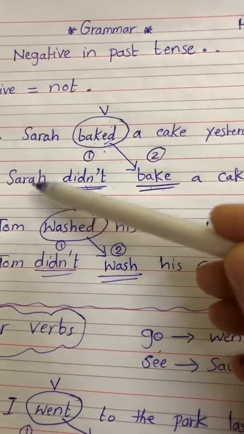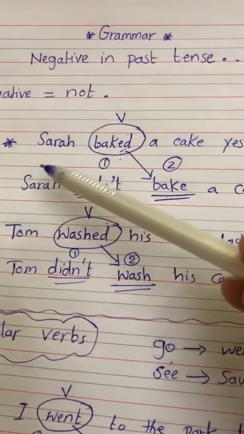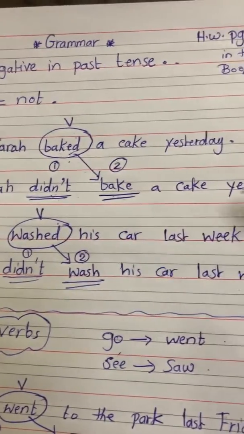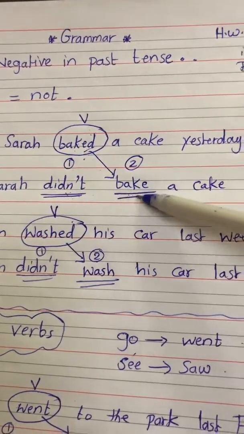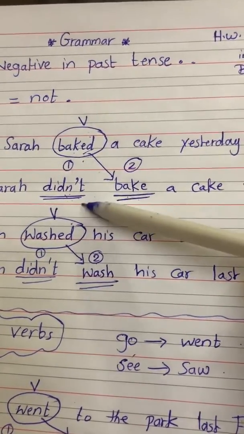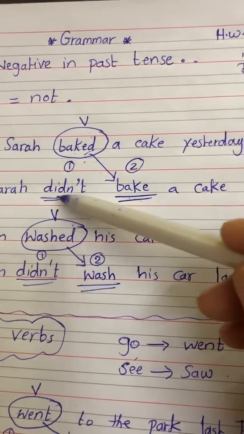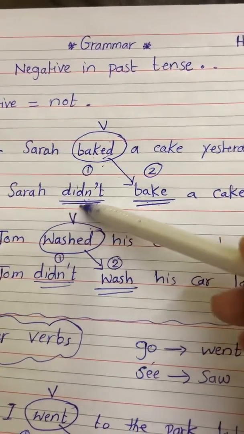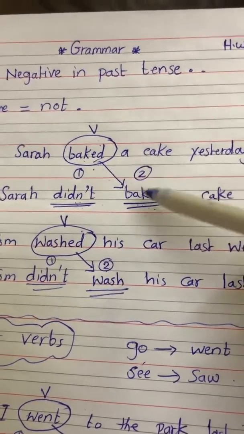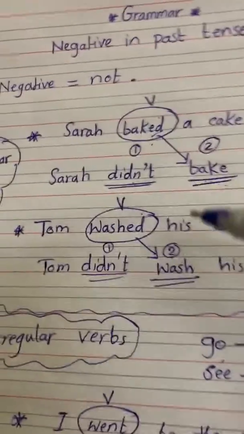So here, Sarah didn't bake a cake yesterday. Again, look here. Sarah baked a cake yesterday. Sarah didn't bake a cake yesterday. So here I cannot put ed because I cannot put two verbs in past tense in one sentence. So here I put didn't after the subject, then next step I put bake without ed, then complete the sentence.